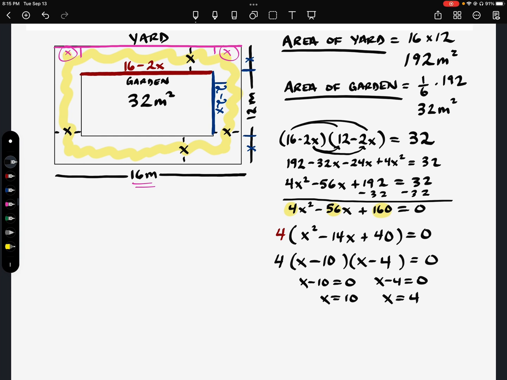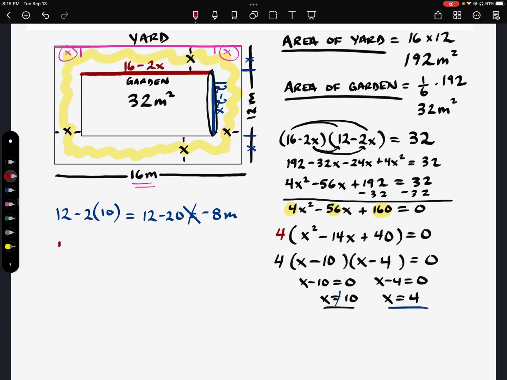Okay, so what we have to think about now here is which of these answers will work and which ones won't. Okay, so if I try to take this 10 and plug it in, if we're trying to find the length of these sides here, like that blue side, if I said 12 minus 2 times 10, I'm going to end up with that side being 12 minus 20, or negative 8 meters. That doesn't make any sense, right? So we can't use the 10, so let's focus on the 4.